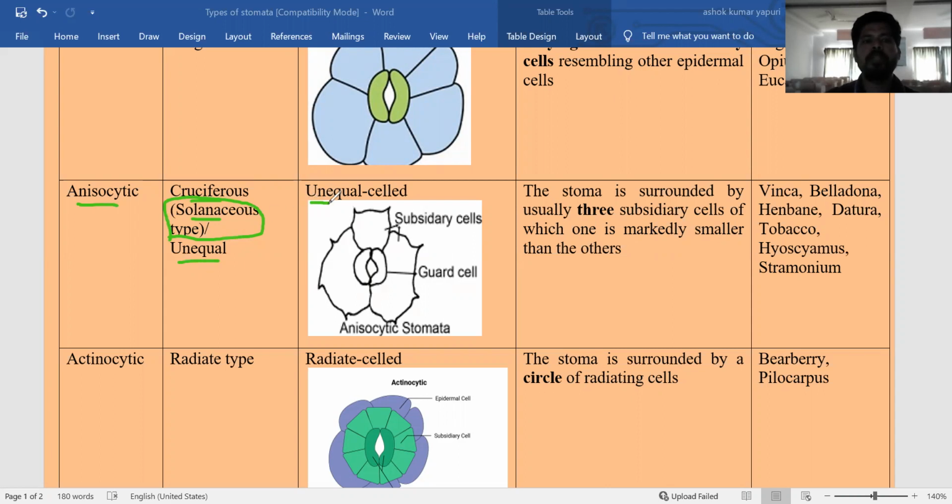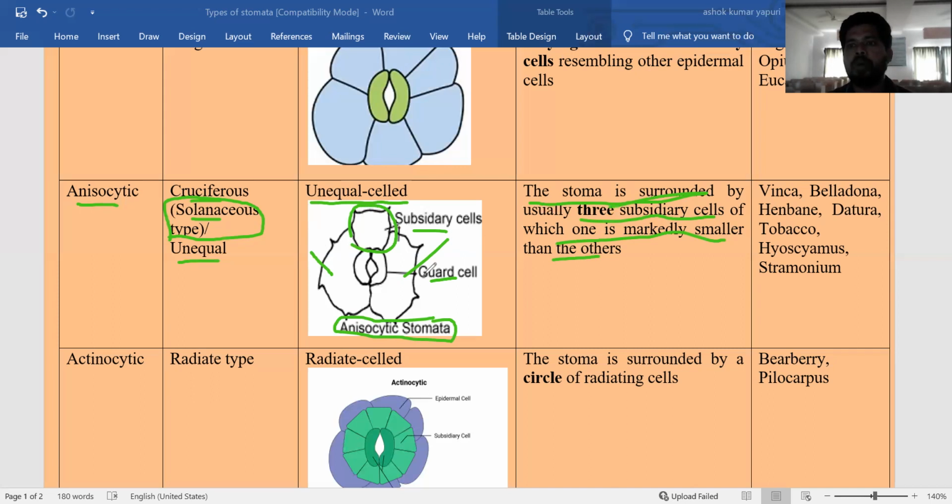Based on their arrangement of cells, these are called unequal cells. Here there is a subsidiary cell, here there is a guard cell, and this is an anisocytic stomata, a simple structure. The stoma is surrounded by usually three subsidiary cells of which one is markedly smaller than the others. If you observe here, this is smaller and these two have the similar size, but this one has a different size. That's why the cells are unequal, and these are also called cruciferous.